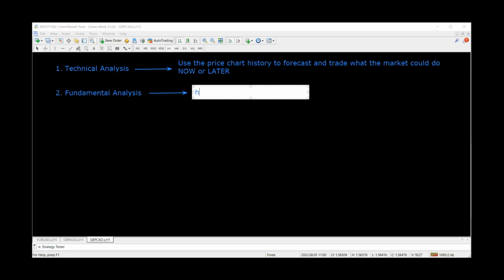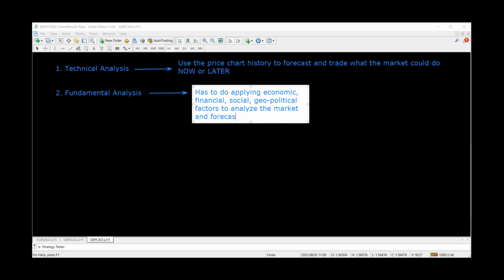Fundamental analysis has to do with applying economic, financial, social, geopolitical factors to analyze the market and forecast or trade the next direction of that instrument.